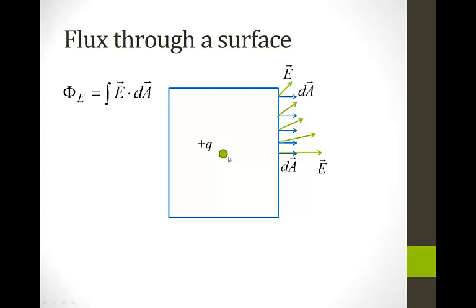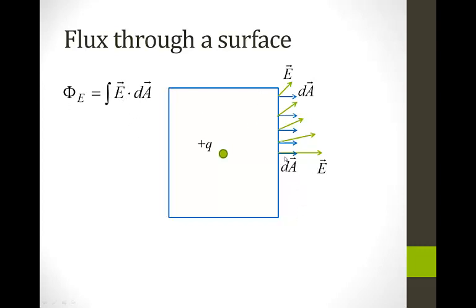the electric field depends on the charge. In this case, this is a point charge, so the electric field is radial, and the electric field has different directions at different points and different magnitudes. So calculating the electric flux will be a little bit complicated with this integral, but still that's the flux through the surface.